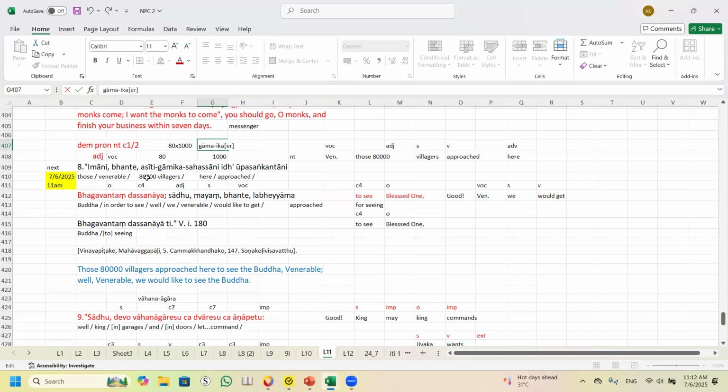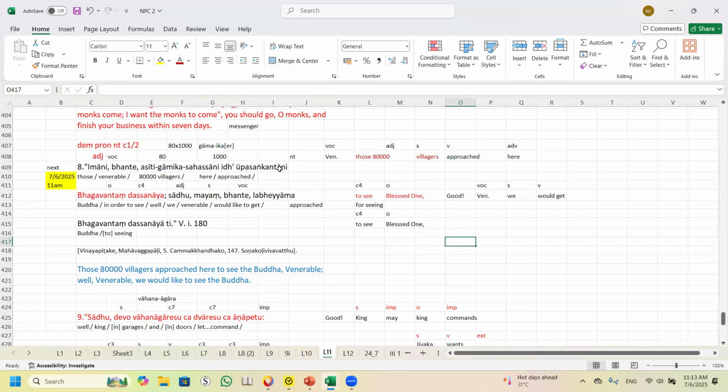Can you see this one? The Pali counting is a headache. Asiti is 80, and this one becomes 80,000. The counting in Indian counting is really complicated. So this is 80 times this one, that means it becomes 80,000. So let me see, this one is those 80,000 villagers. So this is one line, 80,000 villagers.